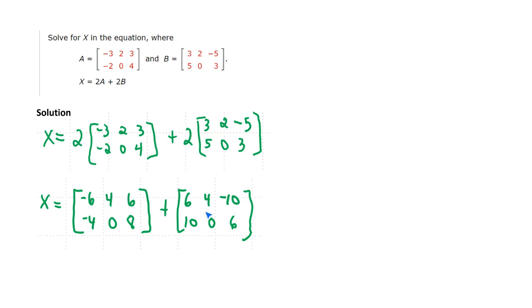The orders are the same. This is 2 by 3, this is 2 by 3, so I can add them. -6 plus 6 is 0, and 4 plus 4 is 8, 6 plus -10 is -4, -4 plus 10 is 6, 0 plus 0 is 0, and 8 plus 6, 14. So this would be my answer.